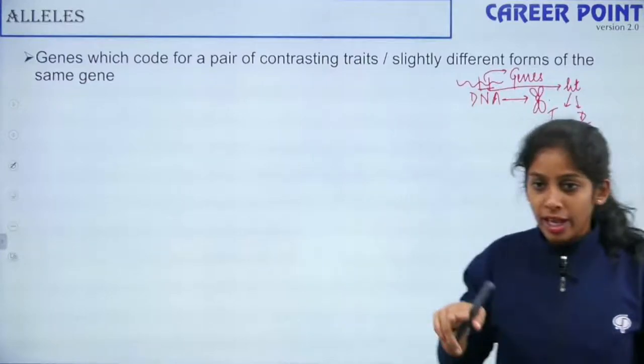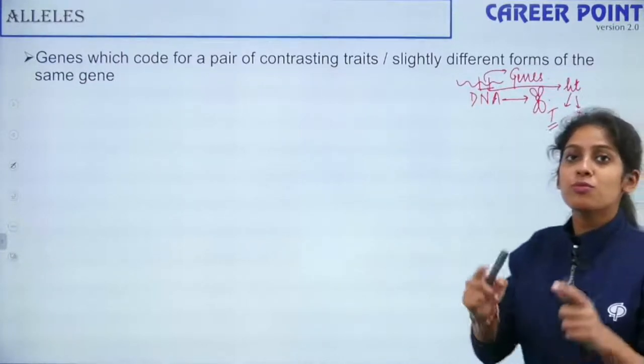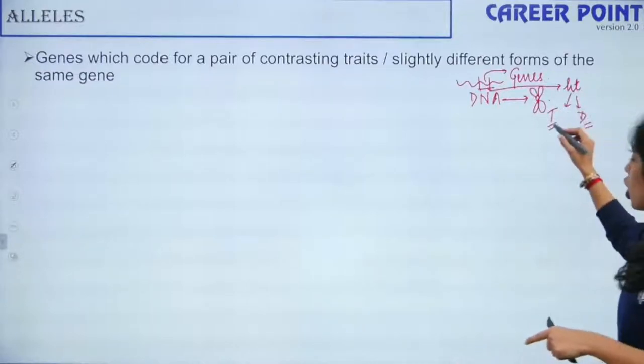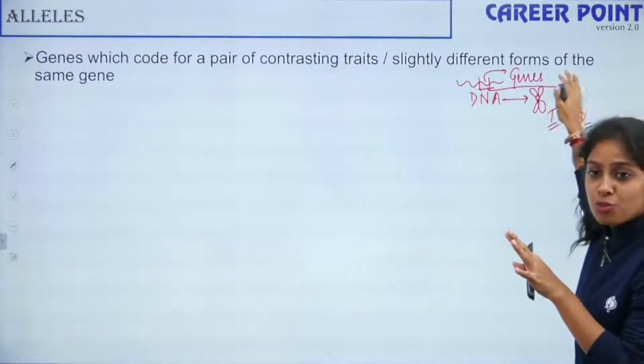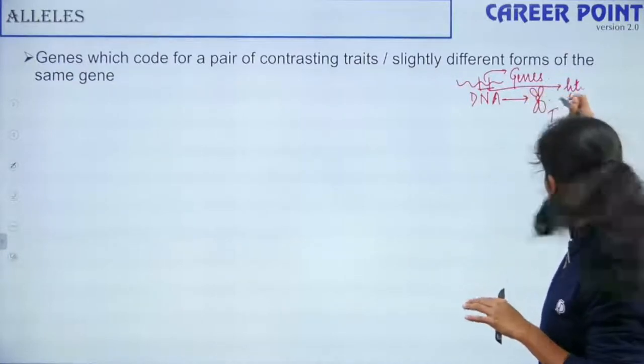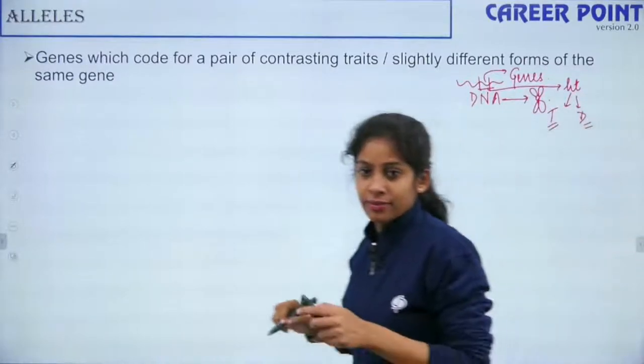Alleles are a pair, okay? So which code for a contrasting trait or slightly different forms of the same gene. So see, tallness and dwarfness are different forms of the same gene, right? Yes. So this is known as your alleles, fine?